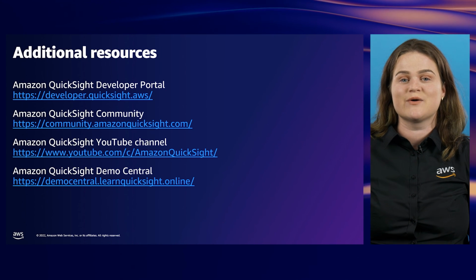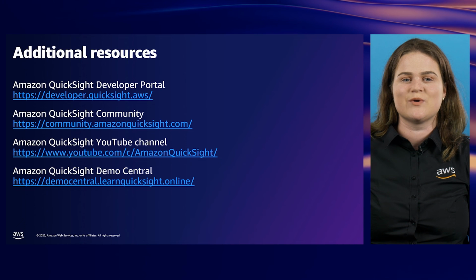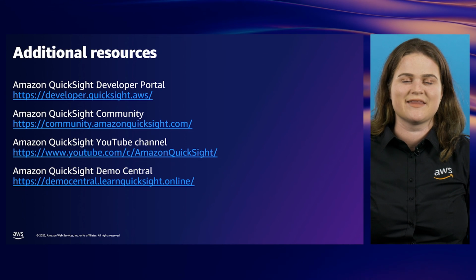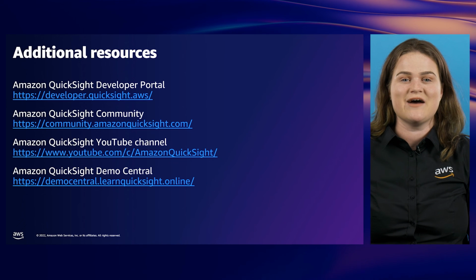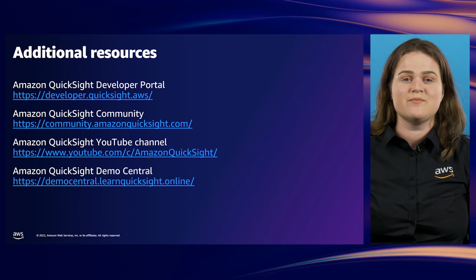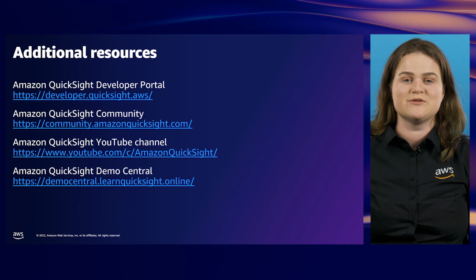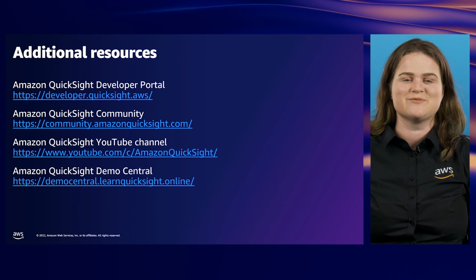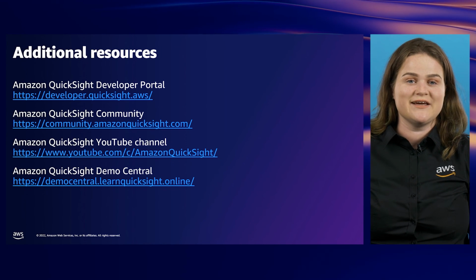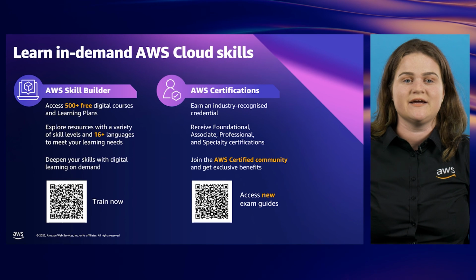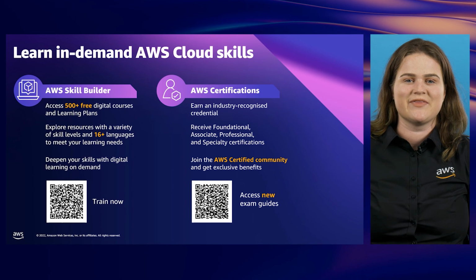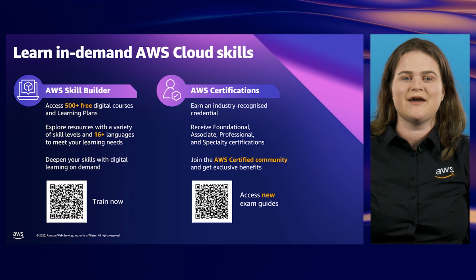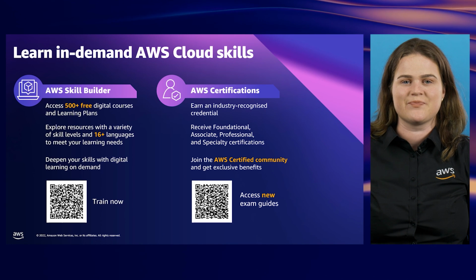Additionally, we have the QuickSight YouTube channel, which is a great place to watch recorded webinars, how-to videos, and new feature walkthroughs. Finally, we have our Demo Central site, containing a mixture of sample dashboards, QuickSight Q topics, and embedding applications that can help you get familiar with our best practices. Additionally, we want to encourage everyone here today to take a look at AWS Skill Builder and the various AWS certifications that can be used to help you grow and validate your AWS cloud knowledge.